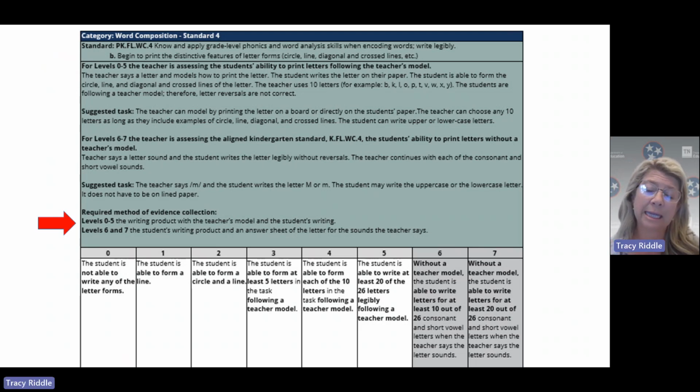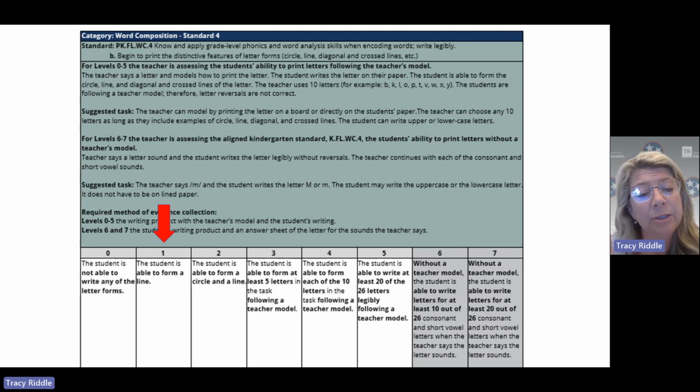Once you have collected your student work, now it is time to score the student work. When looking at the rubric, keep in mind the rubric is used to score student work, not to give an assessment. So, thinking about the standard at levels 0 through 5, you are assessing the pre-K standard. Are the students able to print the letters following the teacher model? If the student is unable to write any of the letter forms, when looking at their letters, that would be a level 0.